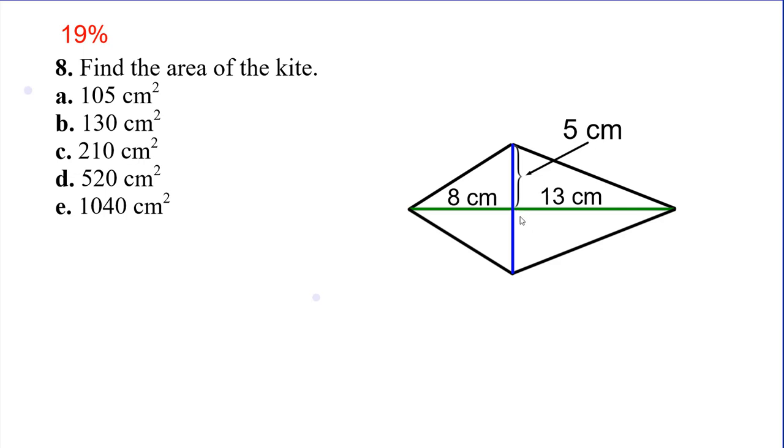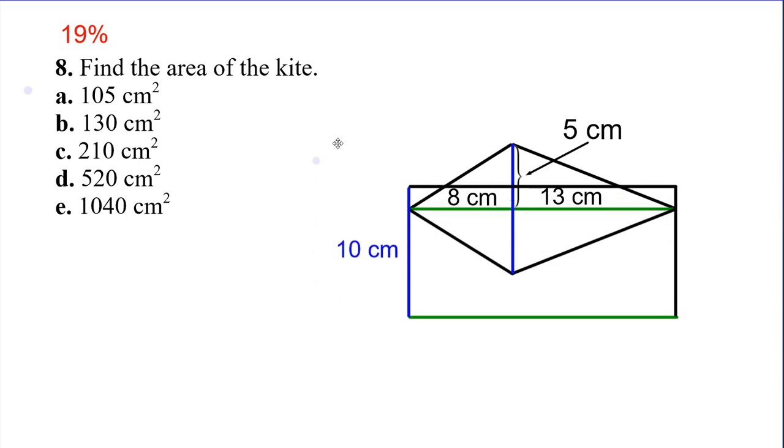So perpendicular diagonals, meaning all these are right triangles. So you can find the area of each one by multiplying 8 times 5 divided by 2, and then 5 times 13 divided by 2, and then you're going to end up doubling it because you got 2 of them anyway. So you could just do 8 times 13 multiplied by 5, which is what I would do. Or you could remember our formula.